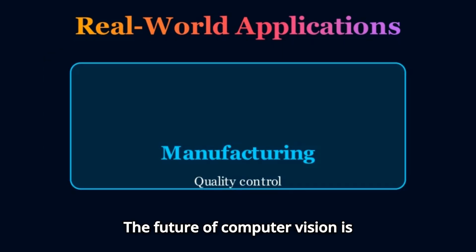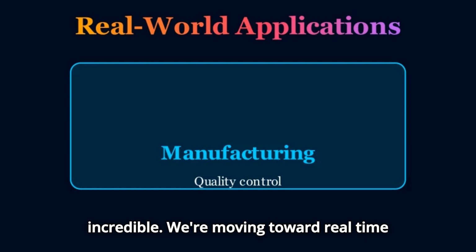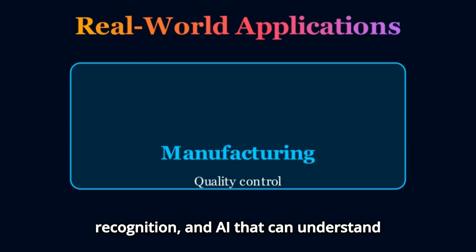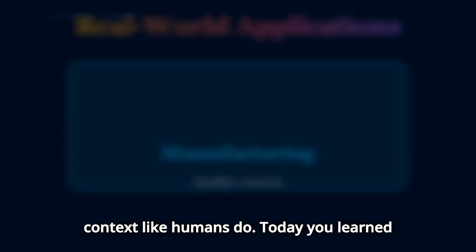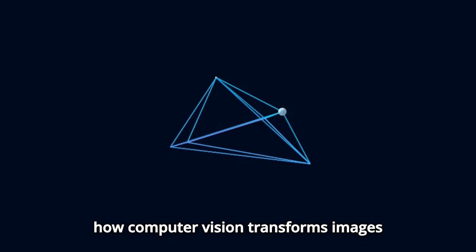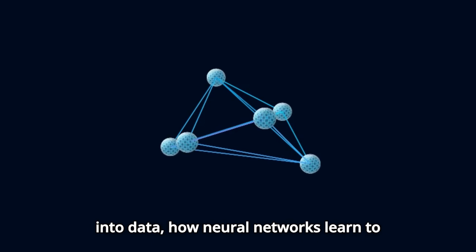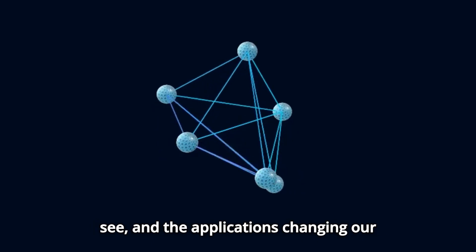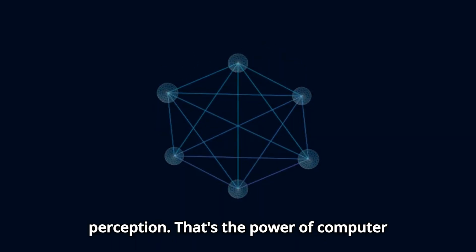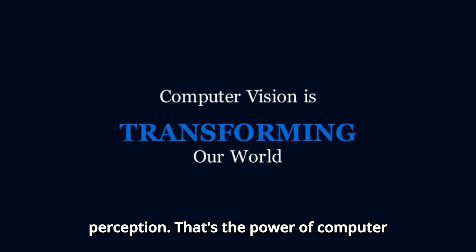The future of computer vision is incredible. We're moving toward real-time 3D scene understanding, emotion recognition, and AI that can understand context like humans do. Today, you learned how computer vision transforms images into data, how neural networks learn to see, and the applications changing our world. From pixels to intelligent perception, that's the power of computer vision.